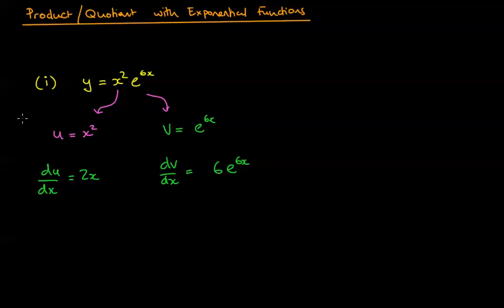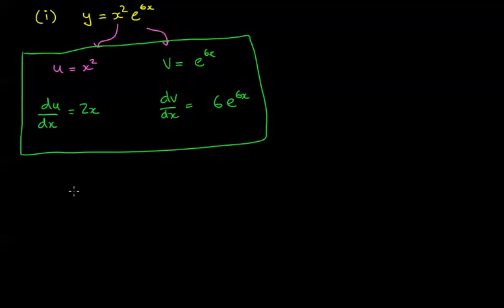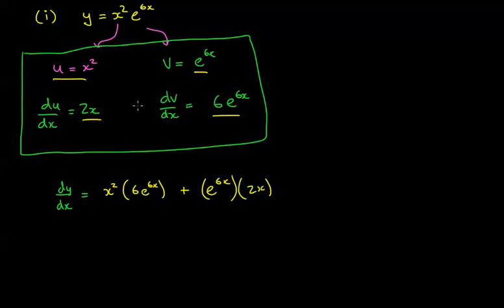Now we need to use these in our product rule, and if you're not sure what the product rule is, get the formula book ready. So dy by dx equals, it's almost like a cross product really. You've got u, which is x squared, times the derivative of v, which is 6e to the power of 6x, plus v, which is e to the power of 6x, times the derivative of u, which is 2x. So it's going like this, that times that, plus that times that.